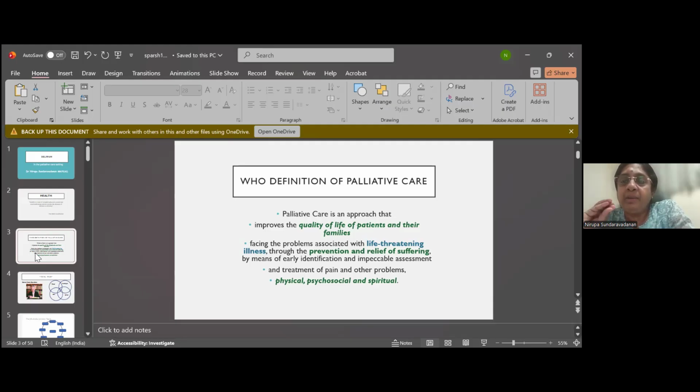So, two very important clauses I'd like to draw your attention back to again. So, it's quality of life for patients and their families. So, this clearly tells us that our remit of care also includes family members. And it's about treatment of pain and other problems, physical, psychosocial, and spiritual. So it's not just looking after their physical well being, but clearly we have to make sure that we are looking after their mental health and also promoting spiritual well being in whatever way we can.